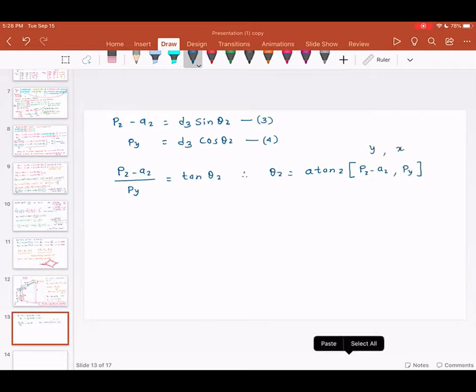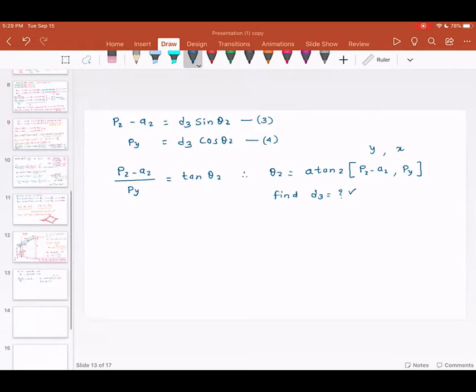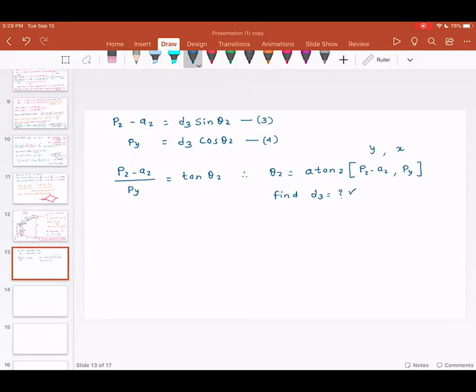And then once you know theta 2, find d3. So there are multiple ways you can solve this problem if it's easier for you. Now, how do we solve this problem with the techniques that we have looked at so far? So what I'm going to do is the homogeneous transformation.